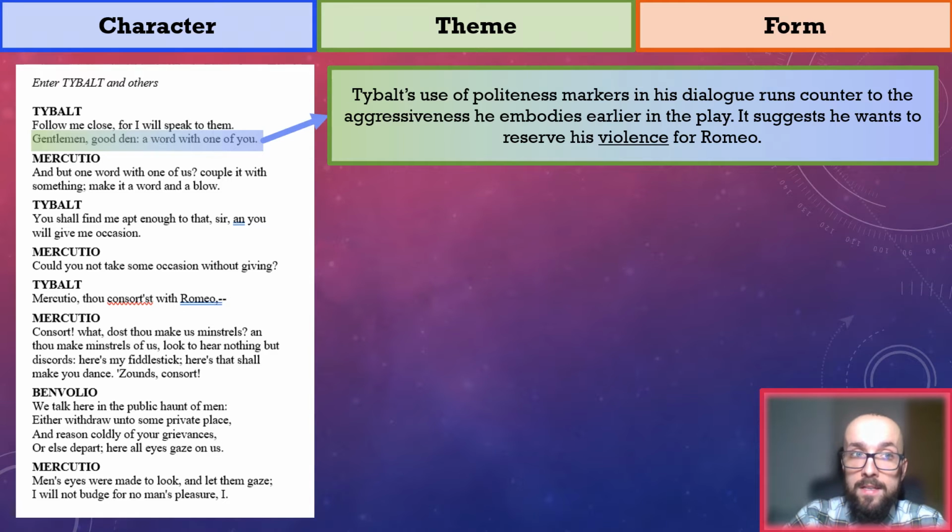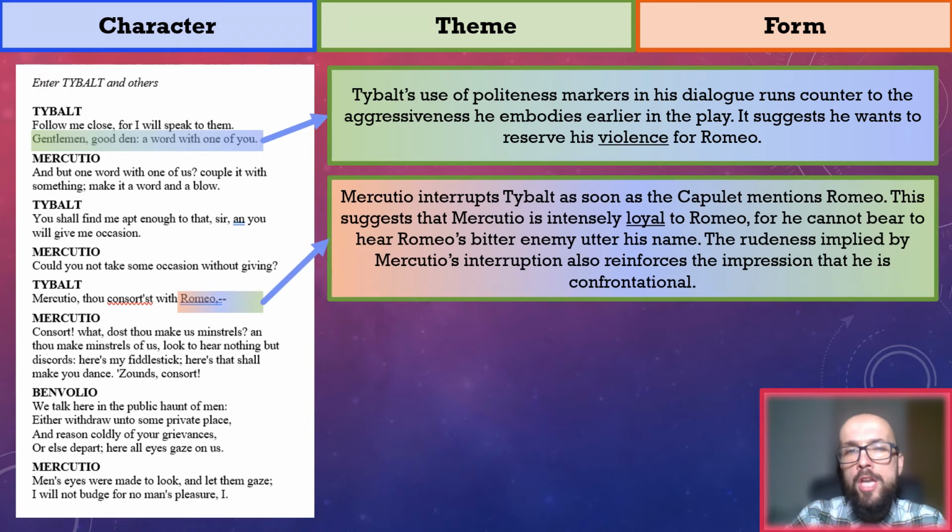Romeo. Now when Tybalt eventually mentions Romeo by name, Mercutio immediately interrupts him. Not only does this suggest that Mercutio is intensely loyal to Romeo, which is a typically masculine trait given the importance of male friendships in Elizabethan England, but the fact that Mercutio was so rude as to completely cut off Tybalt also reinforces the impression that he is a confrontational character.